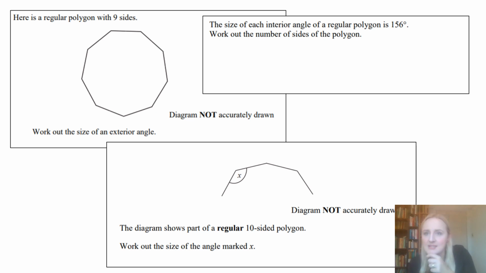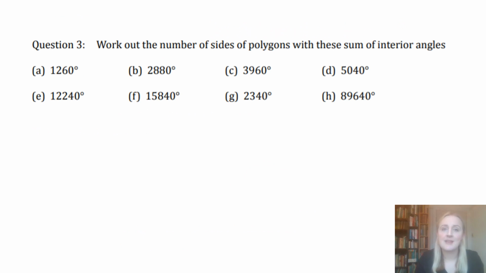The size of each interior angle is 156, work out the number of sides. That's really efficient to do using an exterior angle. Because if I know the interior is 156, I straight away know the exterior, and then I can just do 360 divided by that. Okay, same idea on the one at the bottom. It says it's a regular 10-sided polygon. I need the interior, so I would just do 360 divided by 10 and then take my answer away from 180. So this is a really efficient method for questions like this.